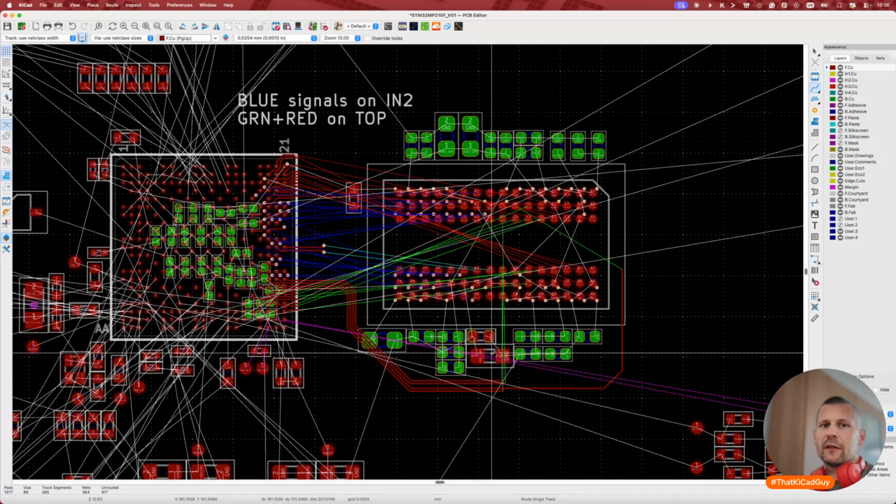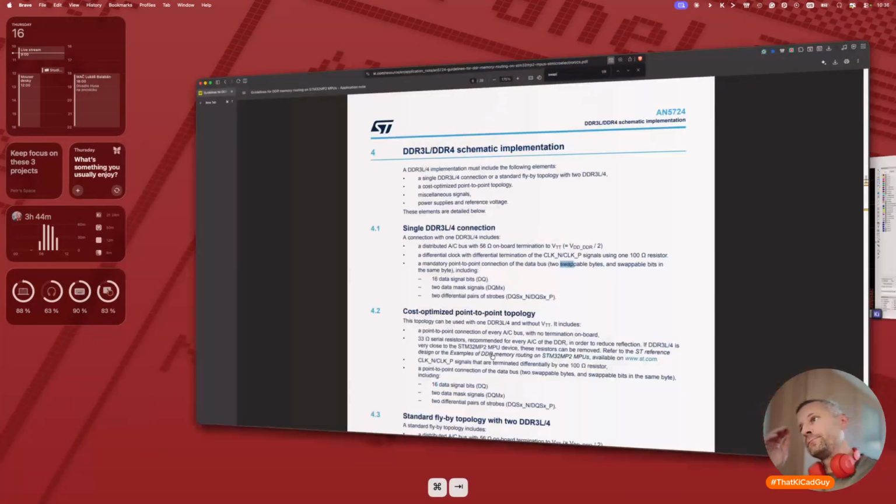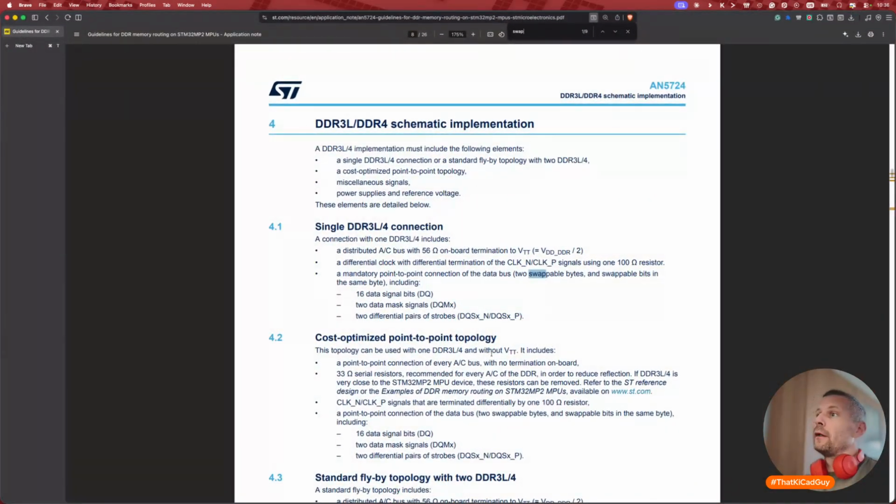The only thing is that I have to start swapping the bits in the byte. That's the only thing. They say two swappable bytes and swappable bits in the same byte. So they say I can swap upper and lower bytes.